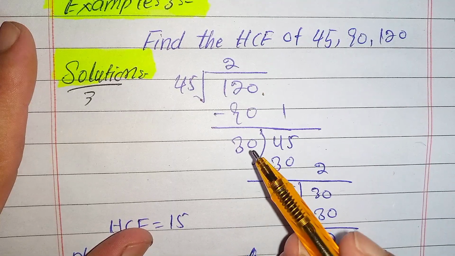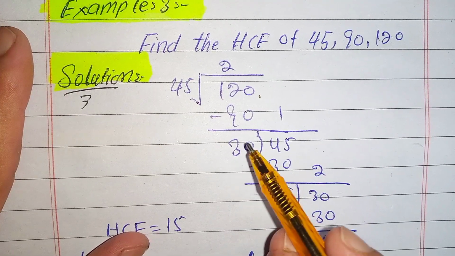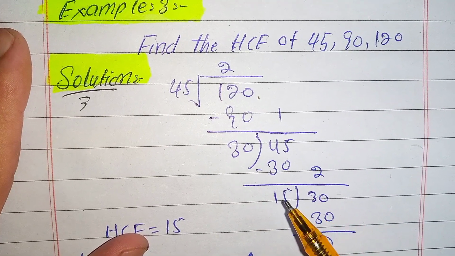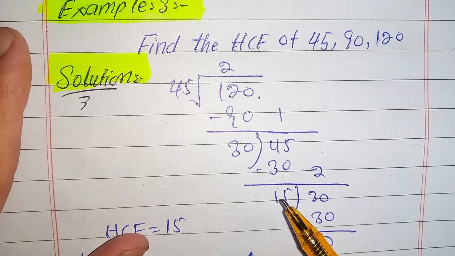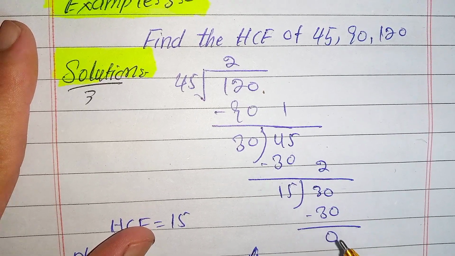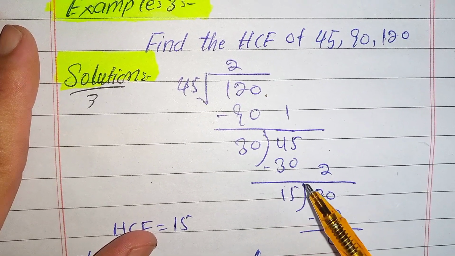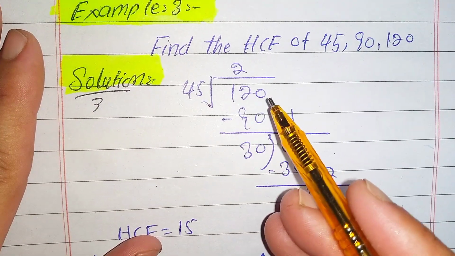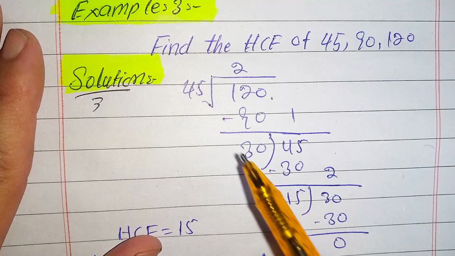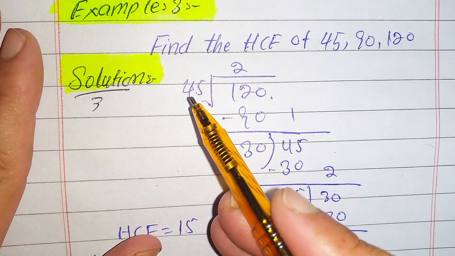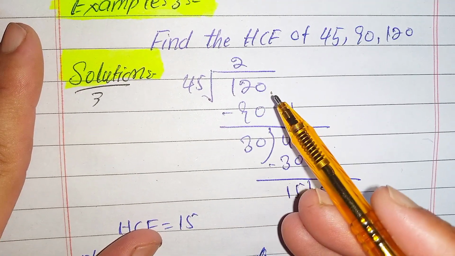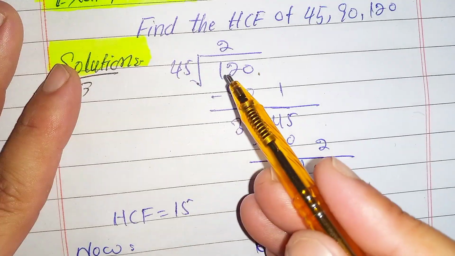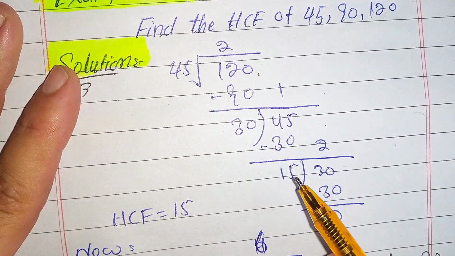Now we will divide the 30 by 15. So bring the 30 here and divide the 30 by 15. 15 times 2 is 30, the remainder is 0. Now here we see that the last divisor is 15 for 120 and 45. It means that 15 is the highest common factor, or HCF, of 45 and 120.